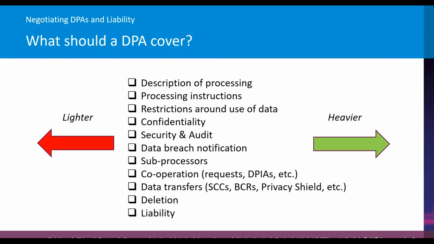And then at the bottom of the list, we've got liability. Now, the GDPR doesn't specifically say anything about what liability terms should be in place between the controller and the processor as a contractual matter. But clearly, it's an important one to think about and one of the most heavily negotiated aspects of the DPA. So we're going to be covering that today as well.